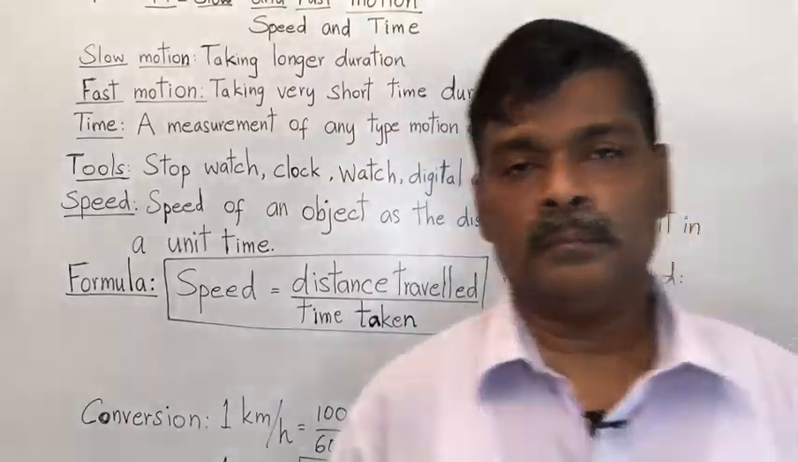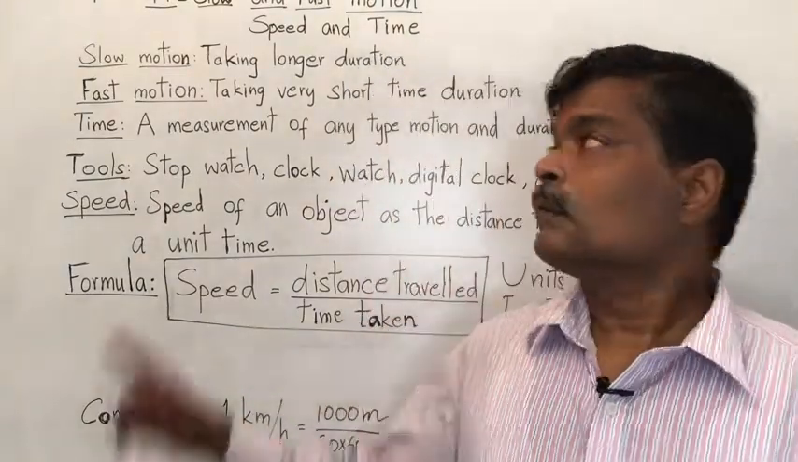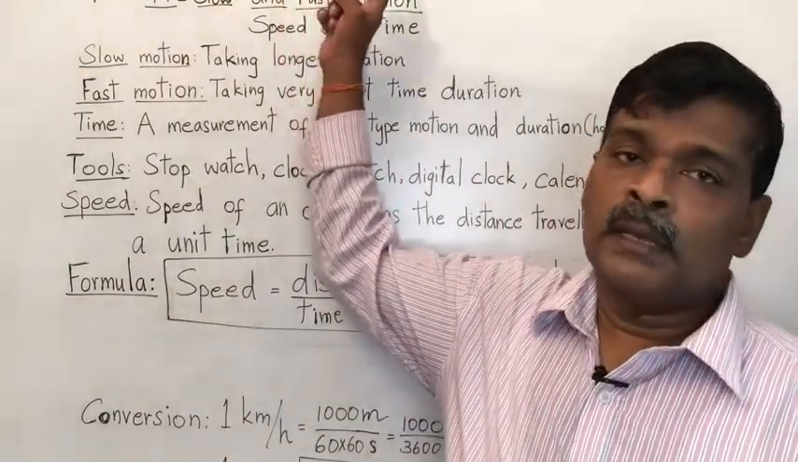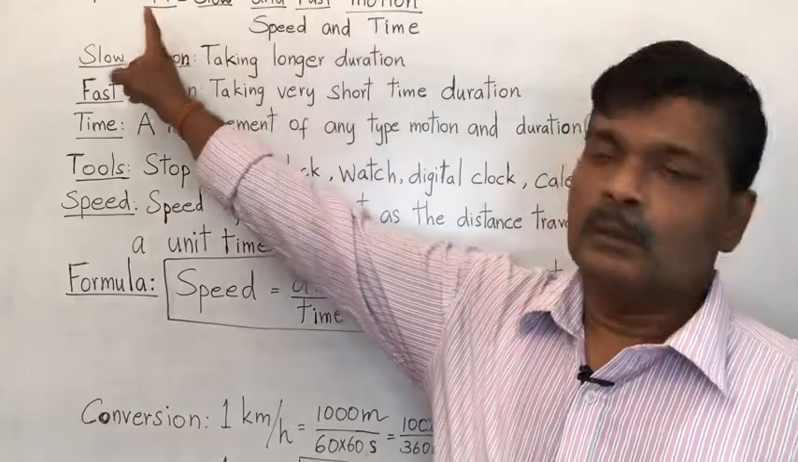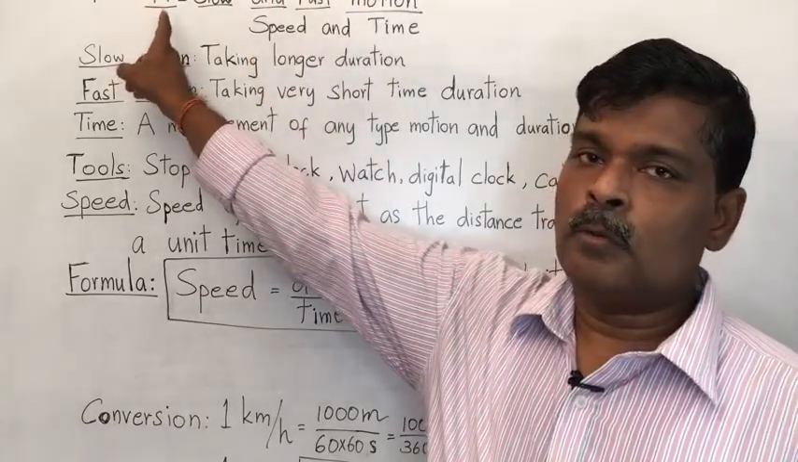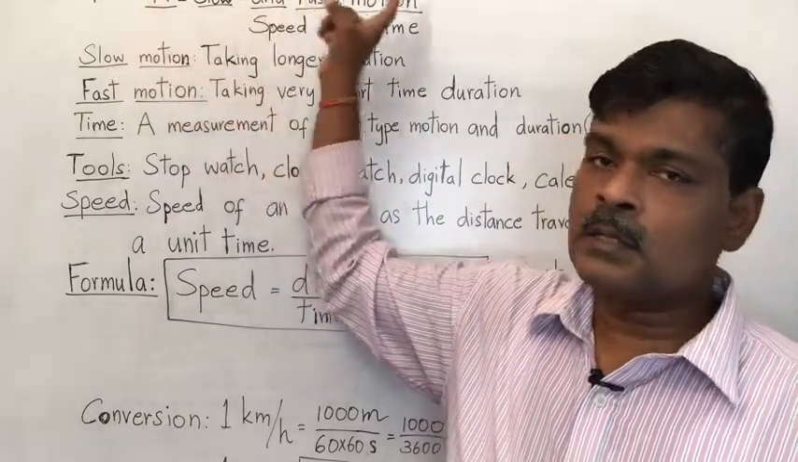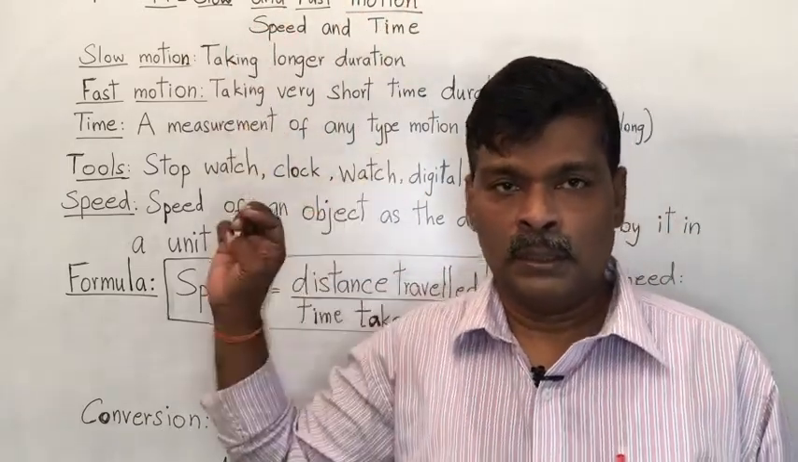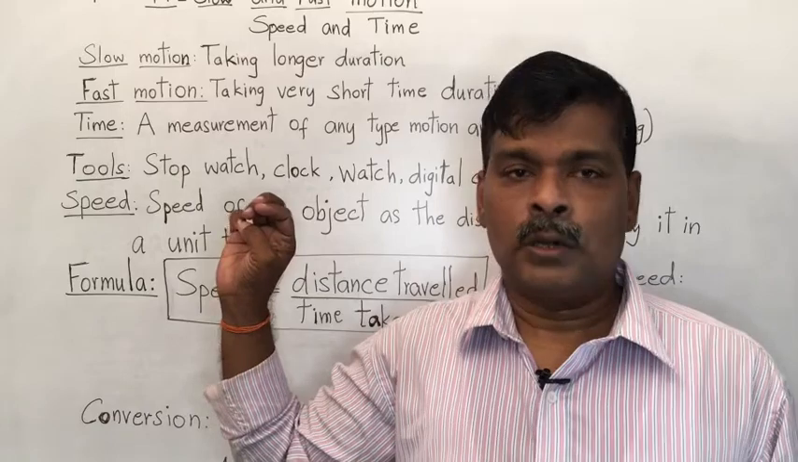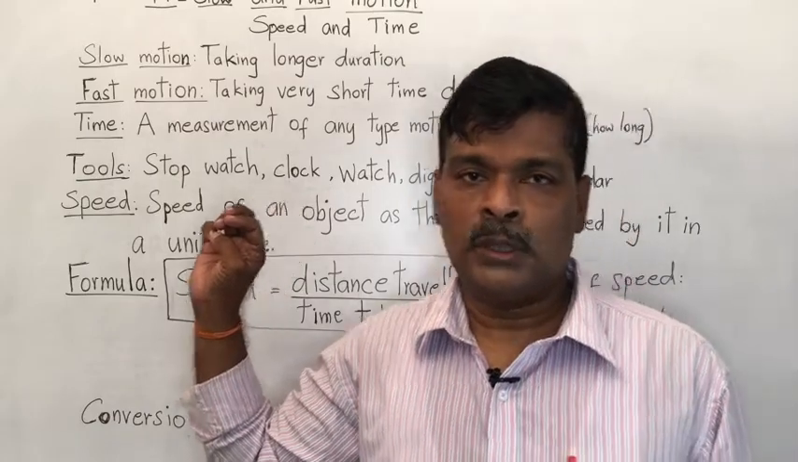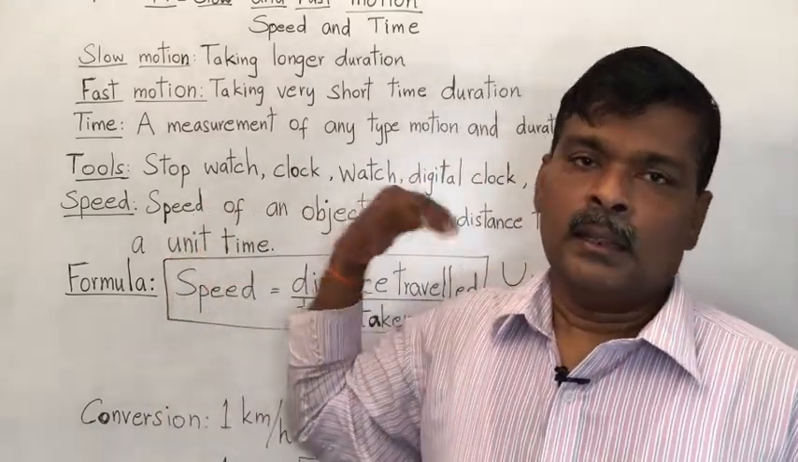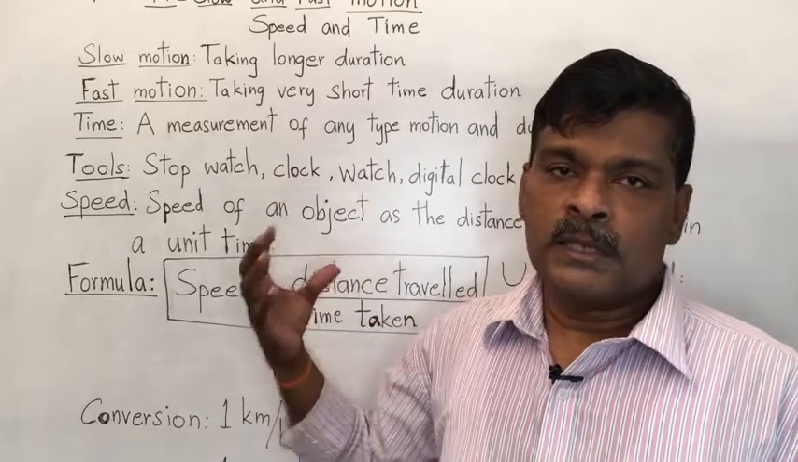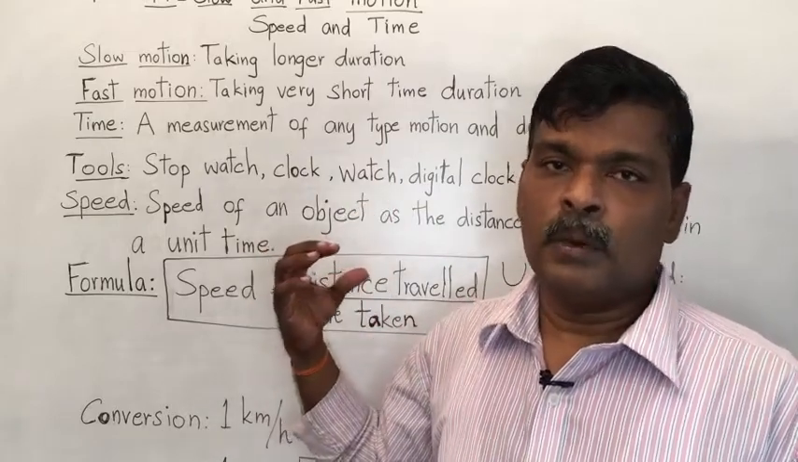Good morning to all. In this lesson video, I am going to explain the class 7 lesson 4.1 topic, slow and fast motion. We already studied three types of motion, that is linear motion, rotatory motion and oscillatory motion, and their explanation also we saw in the previous video, part 1.